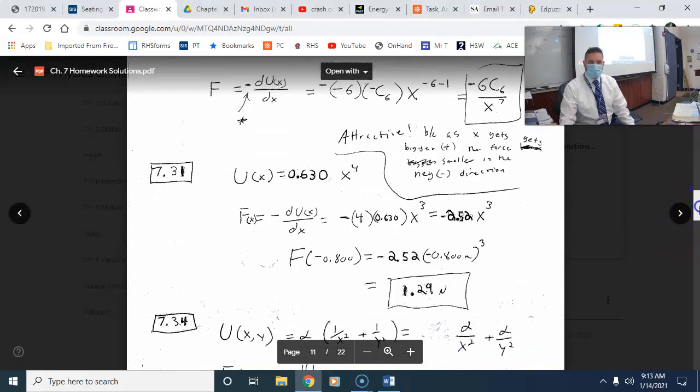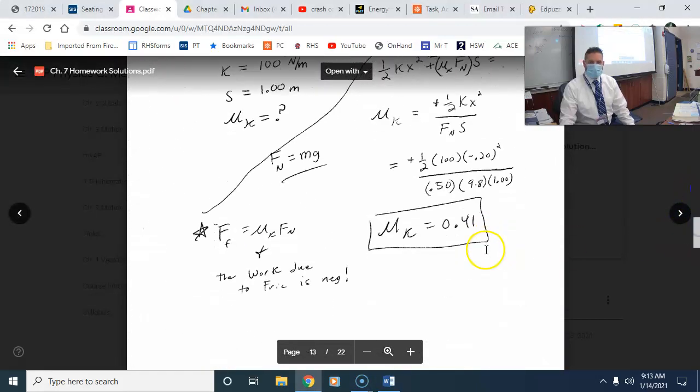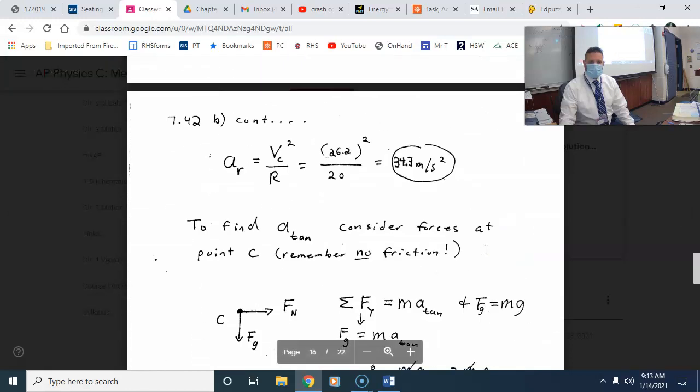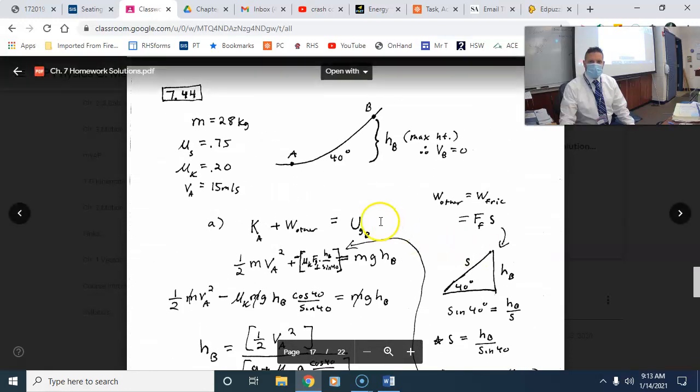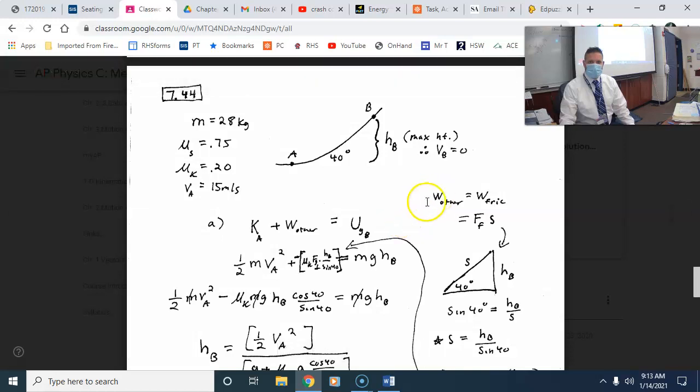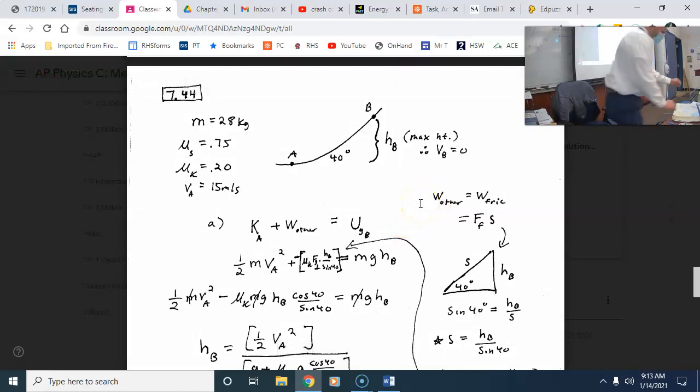Okay, you said 44Z? Okay, 44. Looks like we had some kind of curved ramp in this one. My book.